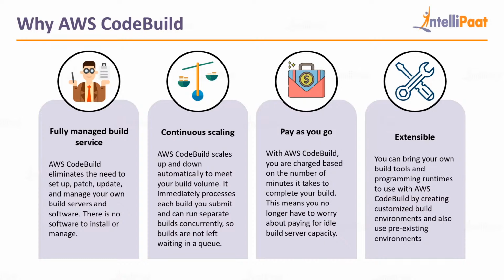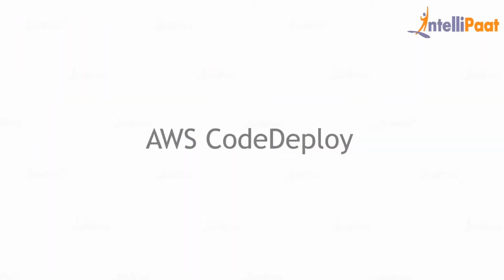And finally, extensible. So you can bring your own build tools and programming runtimes. That is, you can include third-party tools. It's not required that you can only use AWS services. You can also integrate with other services and also pre-existing environments. That is, you can use the pre-existing environments, or you can also include third-party tools, and you can connect it with CodeBuild and build your application. So you've seen CodeBuild as well.